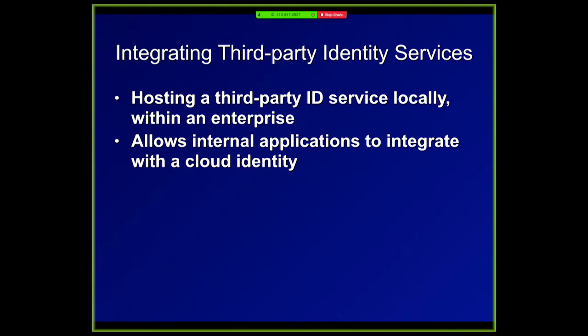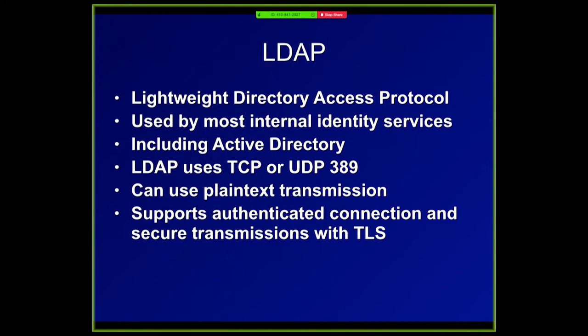You can host your own third-party identity service locally at your company with Microsoft ADFS, a federated identity management server for this. And then you can allow your internal applications to integrate with a cloud identity. You can also have some kind of partnership where you have a cloud service from somebody else, but you arrange to have a local server to make it faster. Like you often put branch domain controllers in local offices so people can log in more quickly than sending all their credentials back to the main domain controller.